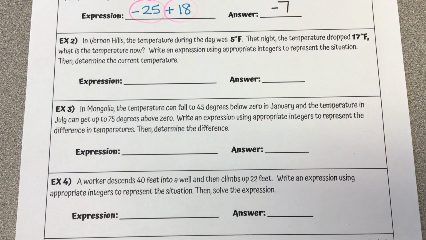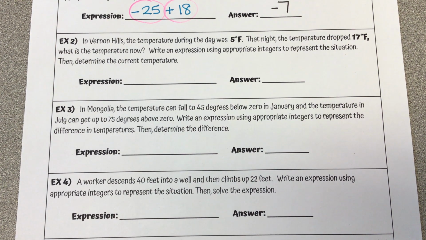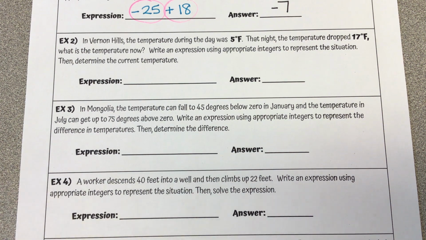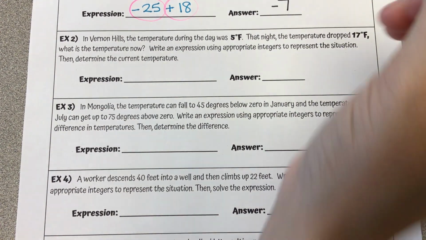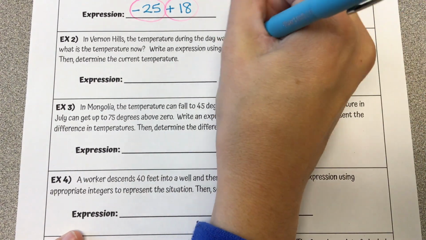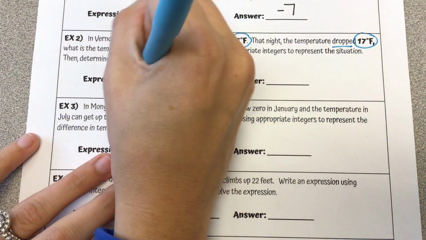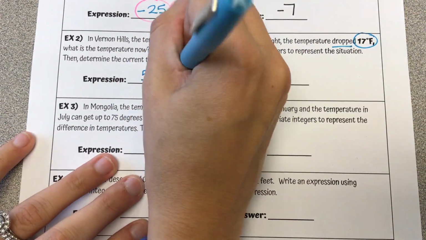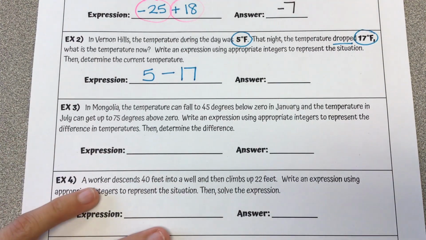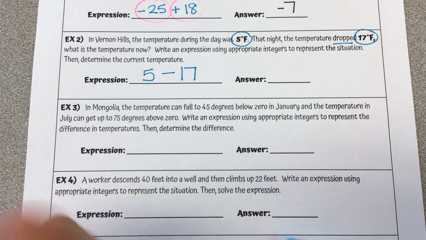Number 2, in Vernon Hills, the temperature during the day was 5 degrees Fahrenheit. That night, the temperature dropped 17 degrees Fahrenheit. What is the temperature now? Write an expression to represent, then determine the current temp. So it was 5 degrees, it dropped 17 degrees. So we started at 5, we dropped 17 degrees. That's our expression.